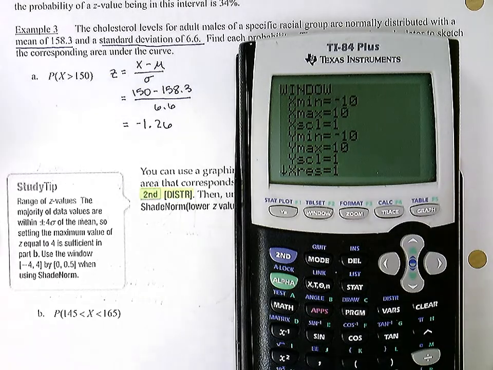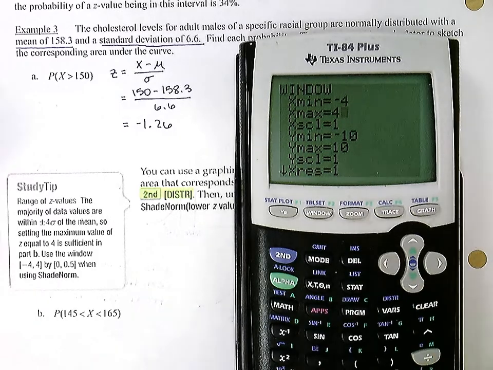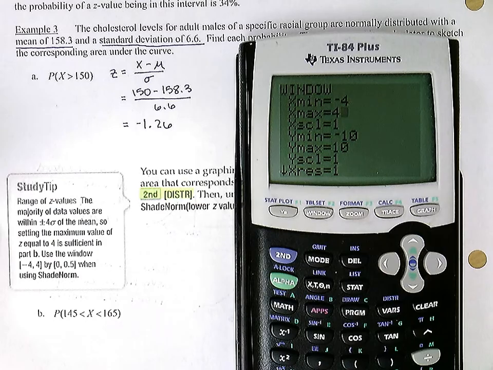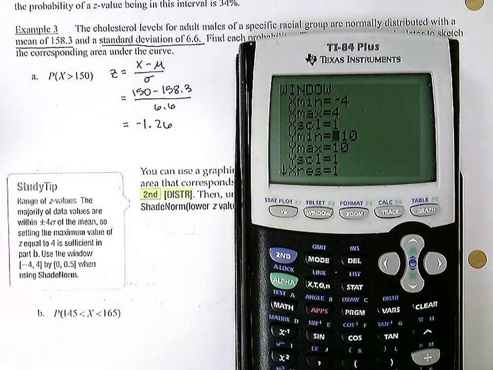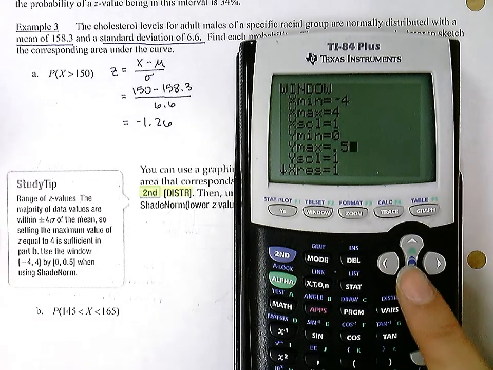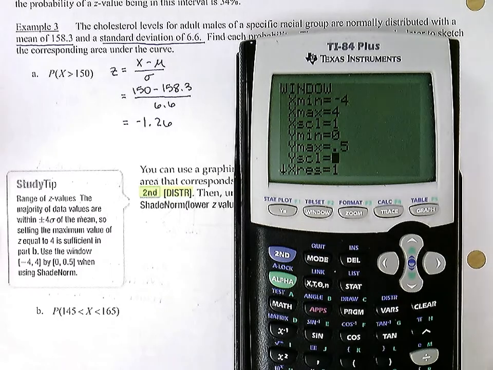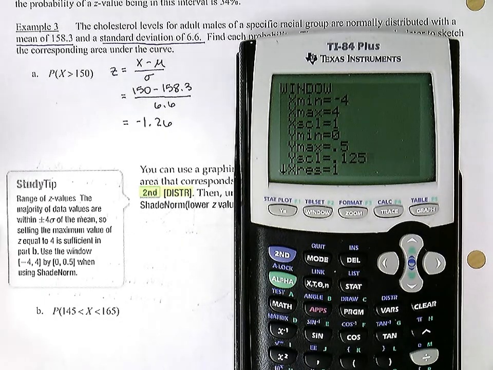Okay? So for my x-min, I'm going to do negative 4. For the max, I'm going to do positive 4, just so that we have that negative 3 and positive 3, right? Okay, then my scale I'm going to keep as 1. My y-min is going to be 0. Okay, and I'm going to go up to 0.5. Okay, and then my scale I'm not going to keep as 1 because then you won't see the whole graph. I'm going to put that as 0.125. Okay, so this is your window that you're using.